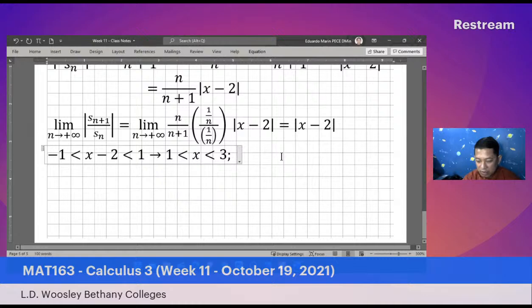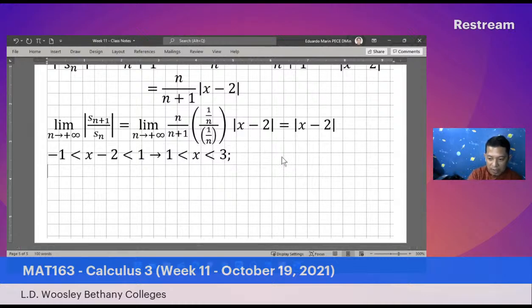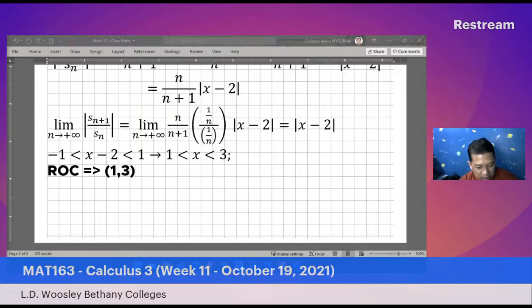So in representation, the region of interval or region of convergence, ROC now, or radius of convergence is actually equal to 1, 3. Okay, 1, 3. So close interval yan, hindi open interval, okay? So yan yung makikita natin diyan. All right. So okay, let's continue here.